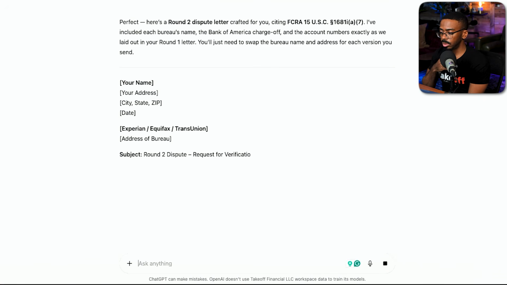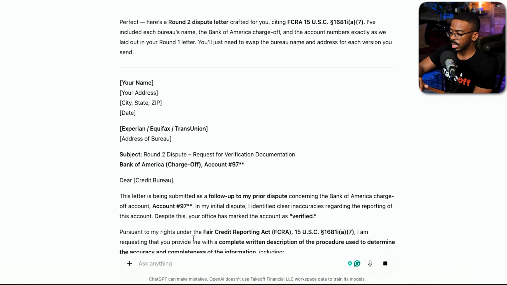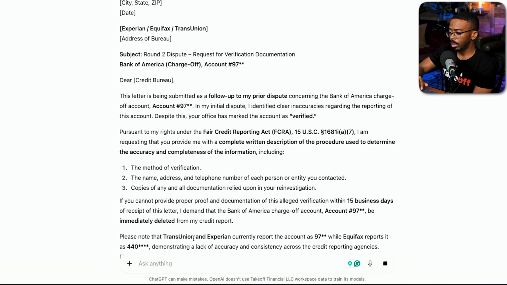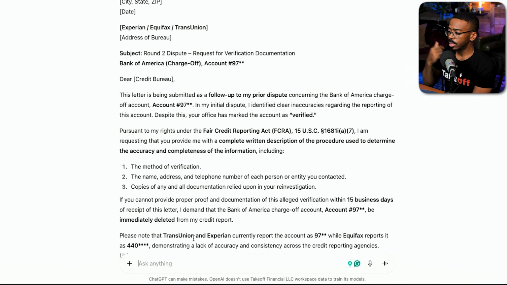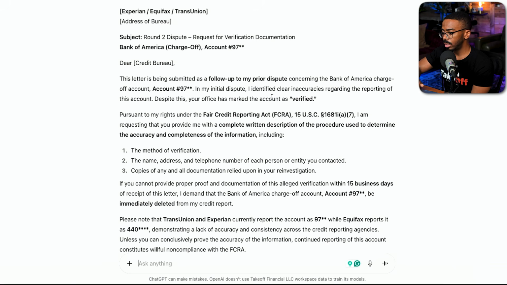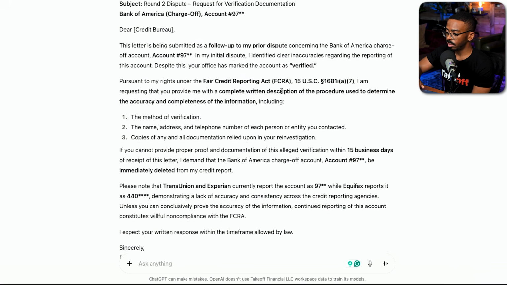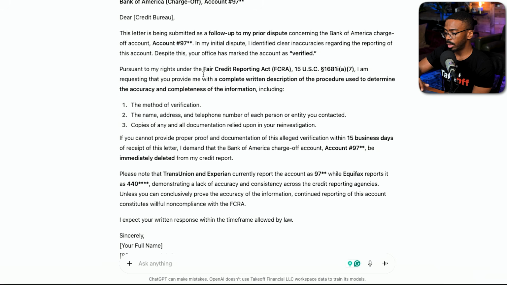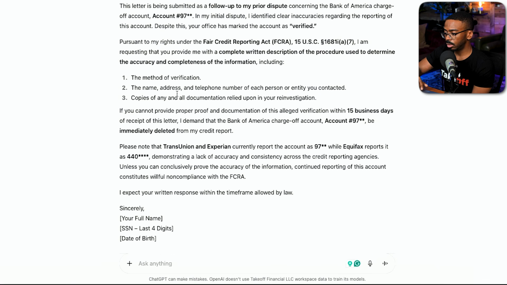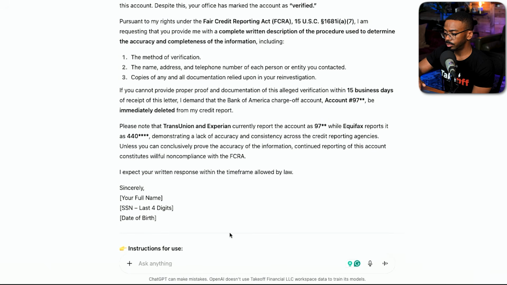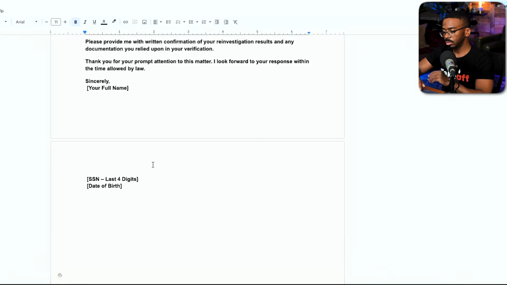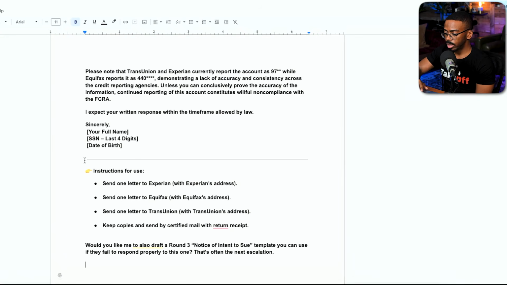What's ChatGPT about to do? Look at this. Boom. This letter is being submitted as a follow-up to my prior dispute concerning the Bank of America charge-off account, account 97. In my initial dispute, I identified clear inaccuracies regarding the reporting of this account. Despite this, your office has marked this account as verified. So referencing the laws here, pursuant to my rights under FCRA, I'm requesting you provide me a complete written description, method of verification, address, copies of all documentation, right? Boom. You're good. Copy that. Come in here. That's our round 2 letter. We ready to go, right?